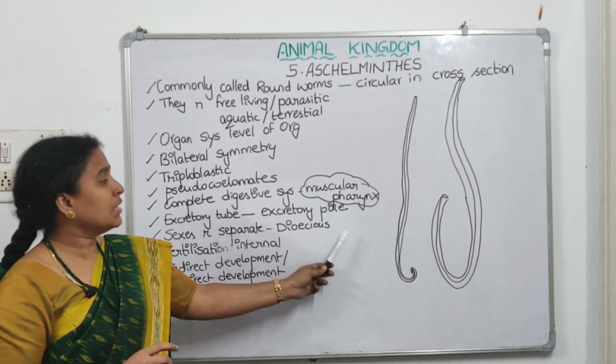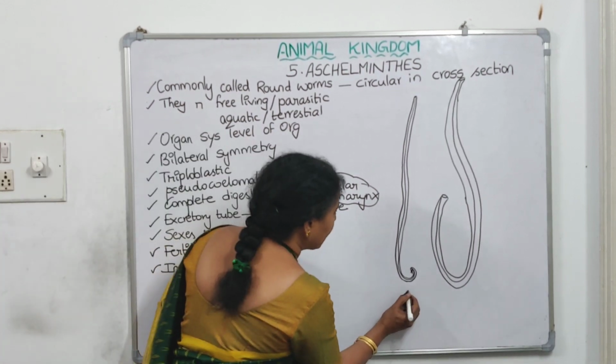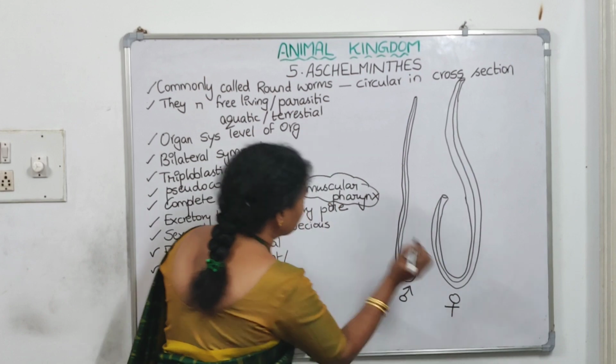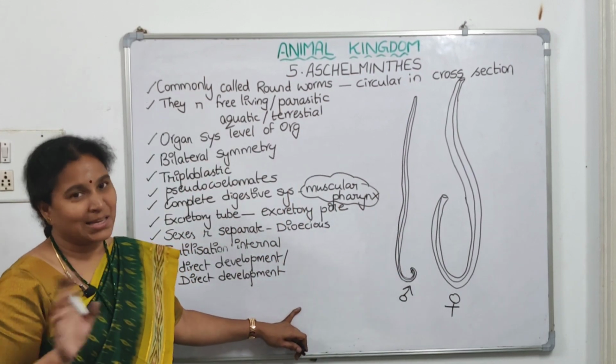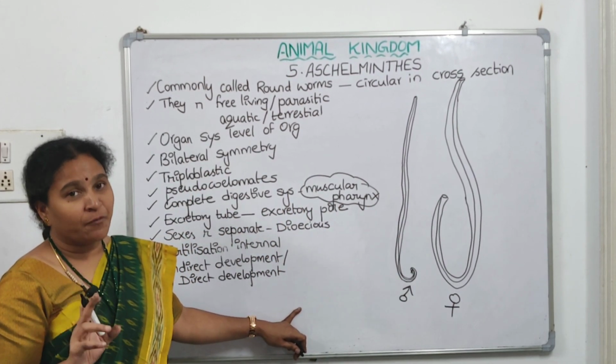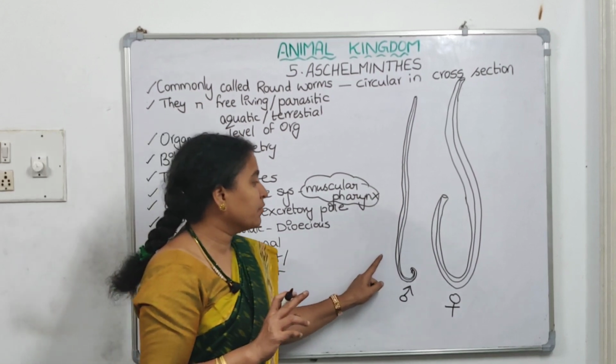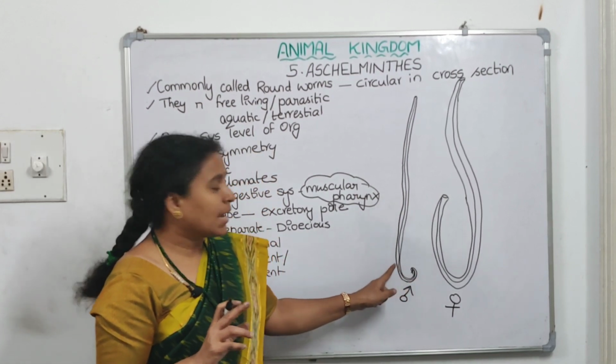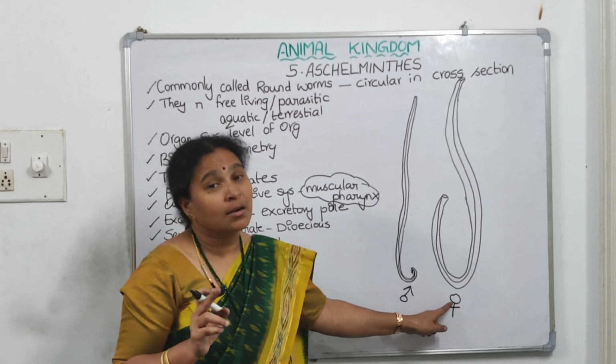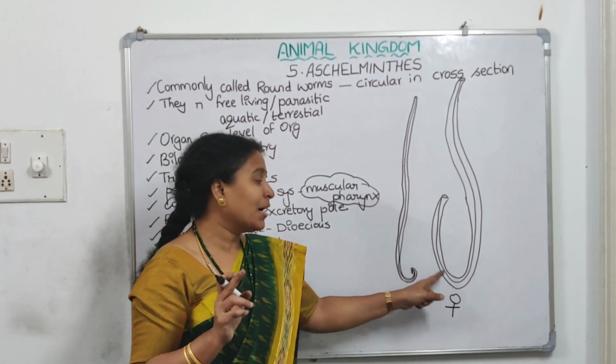Sexes are separate. You can see this is male Ascaris and this is female Ascaris. So sexes are separate, means they are dioecious. And sexual dimorphism is there. Male can be easily distinguished from the female. Males are smaller, females are longer. Males are narrow, females are wider.